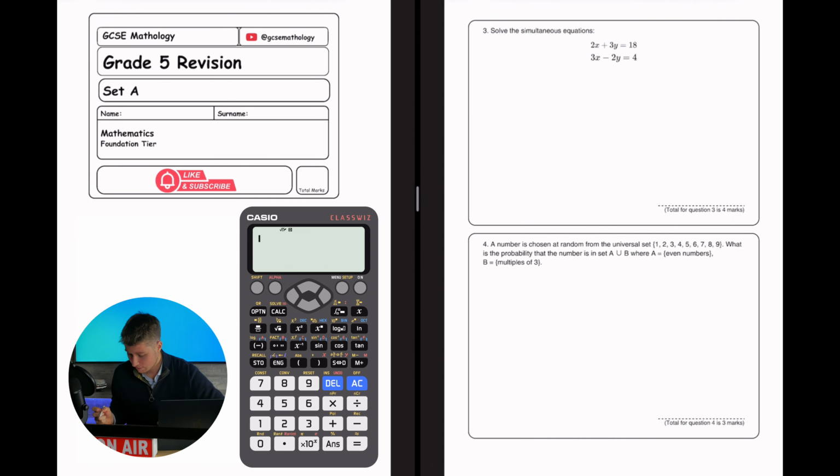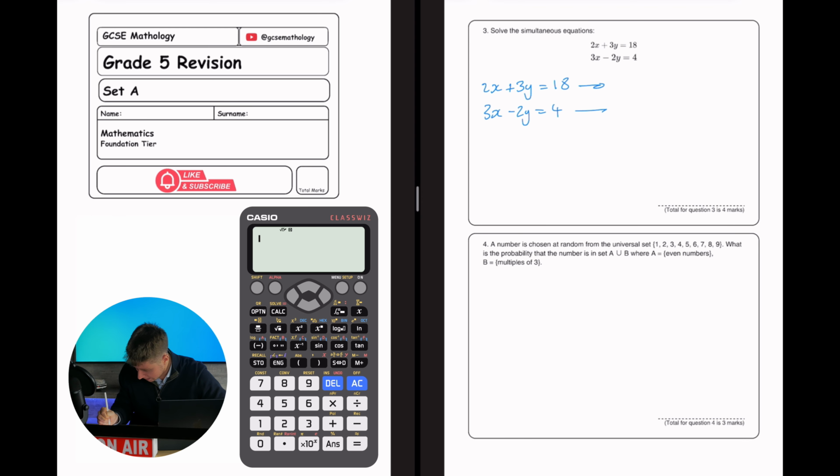Question 3 looks at simultaneous equations. This question says solve the simultaneous equations 2x plus 3y equals 18 and 3x minus 2y equals 4. When we're doing simultaneous equations, we need to make the number in front of either the x's or the y's the same. So in this question, I'm going to try and make the numbers in front of the x's the same.